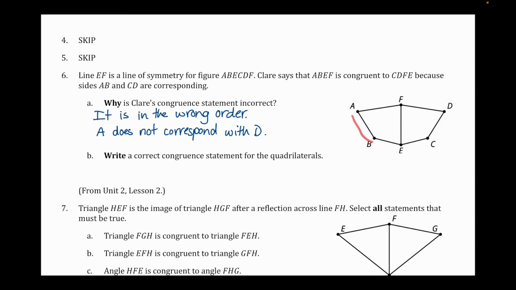And because this is a reflection, her first naming scheme is going to be counterclockwise. And for this one, we're going to go actually clockwise. So we would say A, B, E, F is congruent to D, C, E, F. And that is our correct statement.